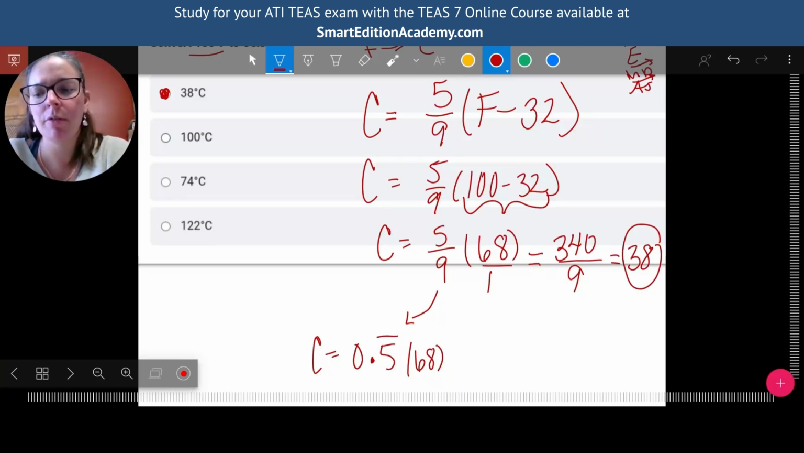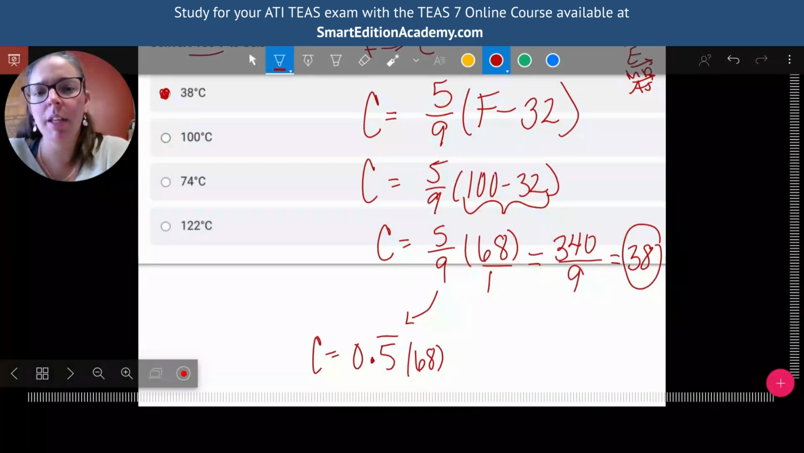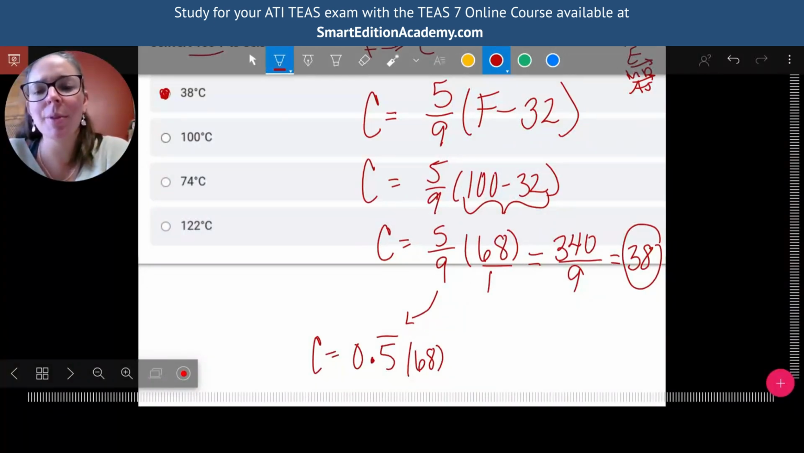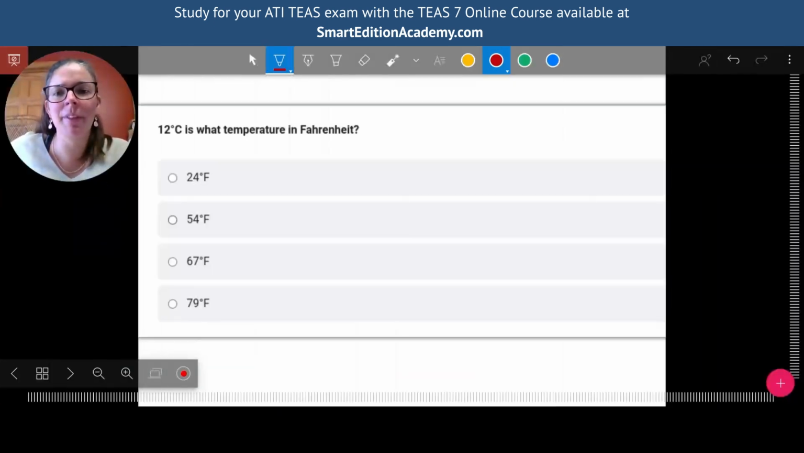Let's see what happens if we do that. 0.6 times 68 gives me 40.8. Notice how that's rounding and my answer is a lot farther away. I mean, 38 is still definitely the most reasonable answer, but you just have to be careful when it comes to rounding if you are going to turn your fractions into decimals like that. Okay, let's try another one.